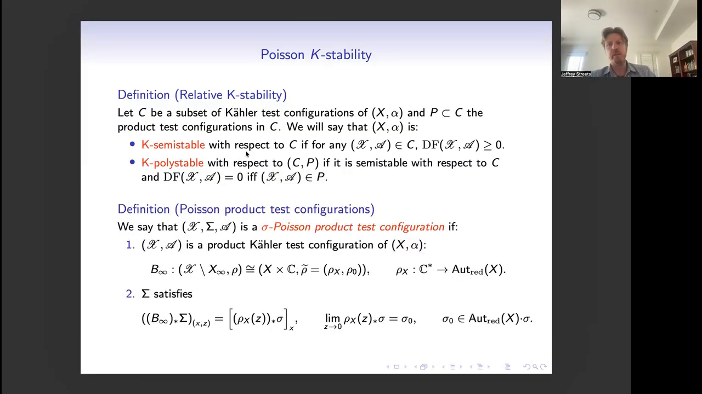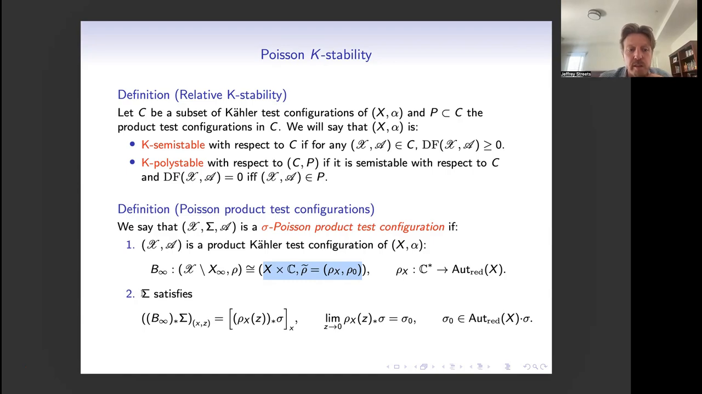But now we want to define some notion of Poisson stability. The notion of product test configuration that we want is slightly non-obvious. It's mostly the obvious thing you would do, with one important note at the end. So this data from before we'll call a sigma Poisson product test configuration if, first of all, it's a product Kähler test configuration, so that stands to reason. So if I remove the infinity fiber, it's canonically identified with X cross C.